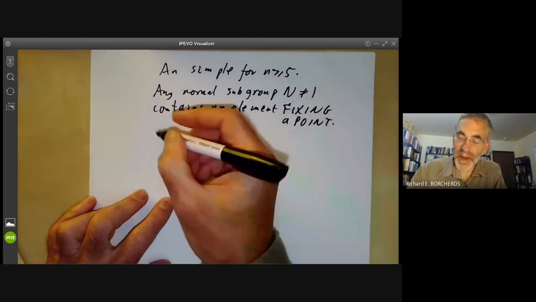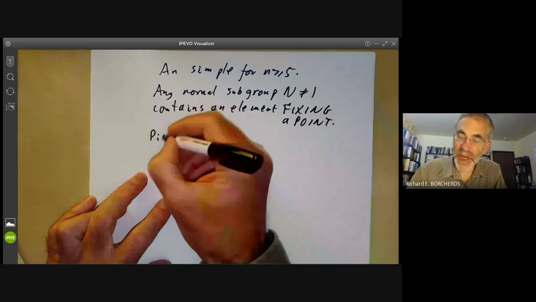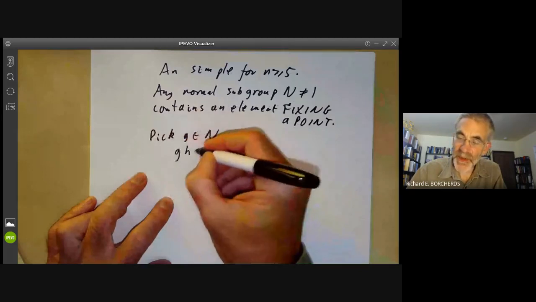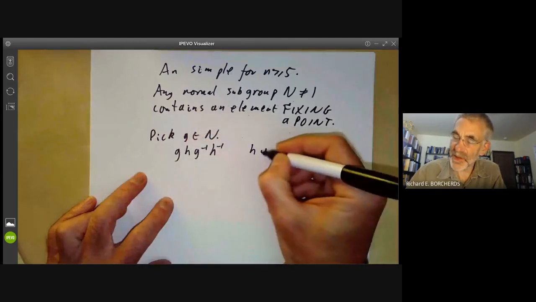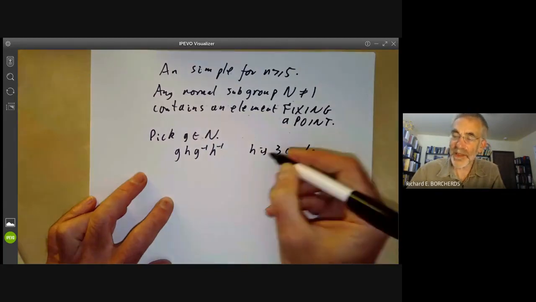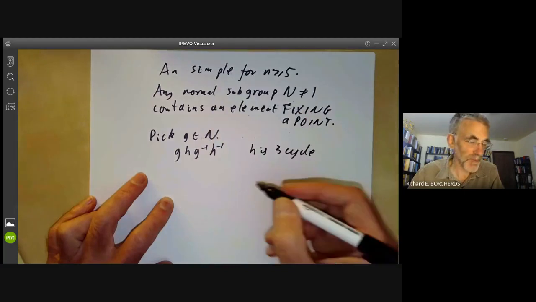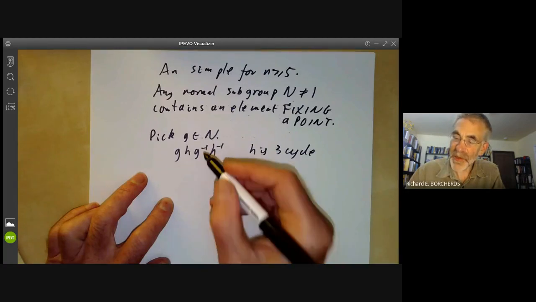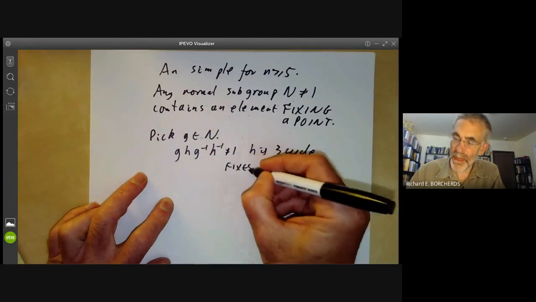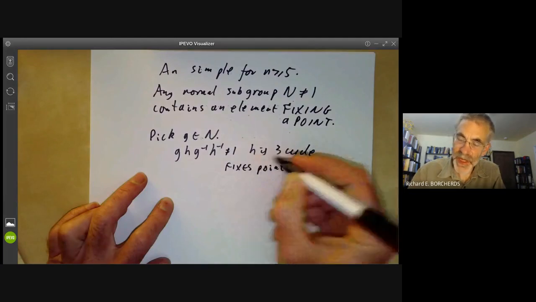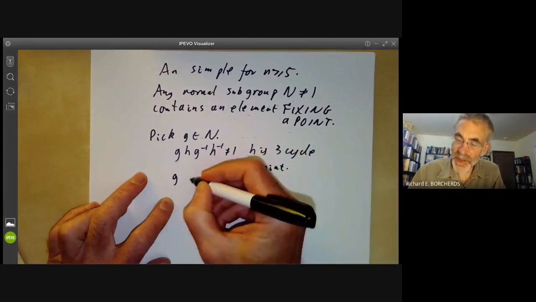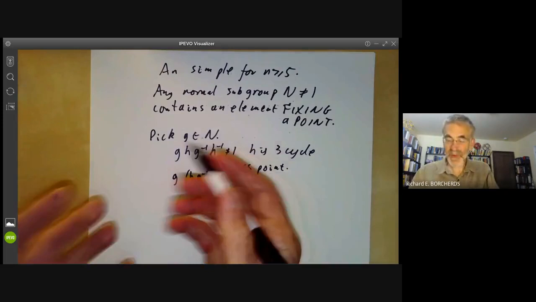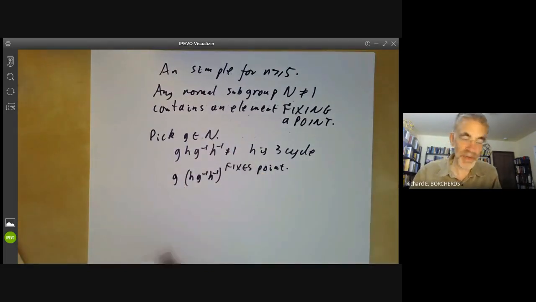And to see this, we pick some element G in the normal subgroup. And we're going to look at G, H, G to the minus 1, H to the minus 1, where H is a 3-cycle. So 3-cycles are all in A_N. And we want to arrange that this is non-trivial and fixes a point. So this is G multiplied by the conjugate of G inverse. And now this is one of the points where you sort of have to get your hands a little bit dirty and do some calculations.